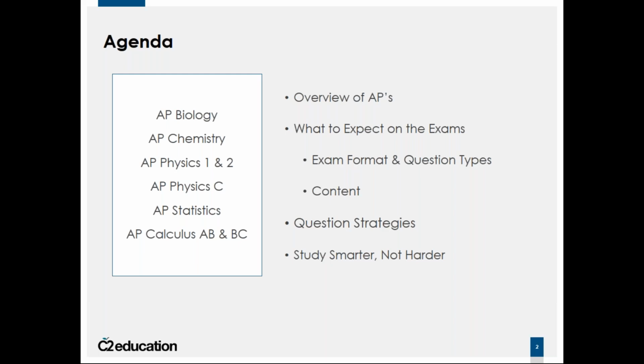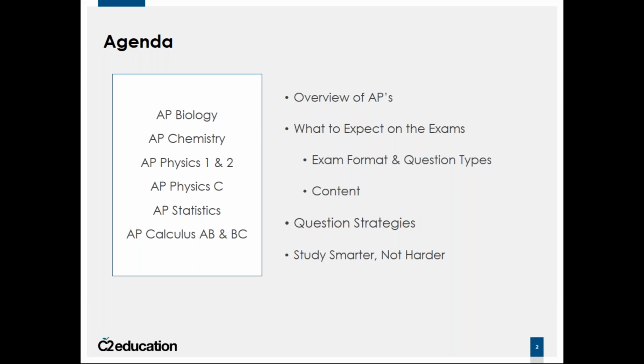And we're going to focus on four particular areas. We're going to take a general look at the APs as a whole: what to expect on the AP exams, and what to expect on each individual AP exam. So we'll go through the format for each of those tests, as well as an overview of the content. Not super in depth, but a good overview so you can get a sense of the big ideas to focus on.